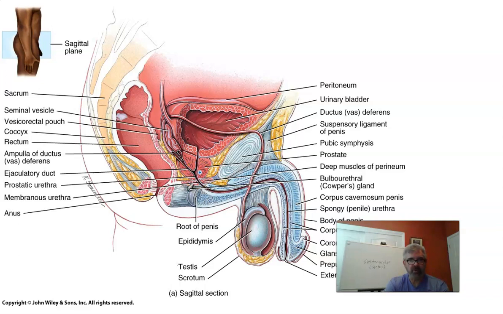Next part is the membranous, or the intermediate urethra, which is the shortest part because it essentially is just going through the deep muscles of the pelvic floor, or the perineal muscles. And then you have the third part, which is called the spongy or penile urethra, as it passes through the corpus spongiosum of the penis. And the ending is down here at the very tip, which is known as the external urethral orifice.